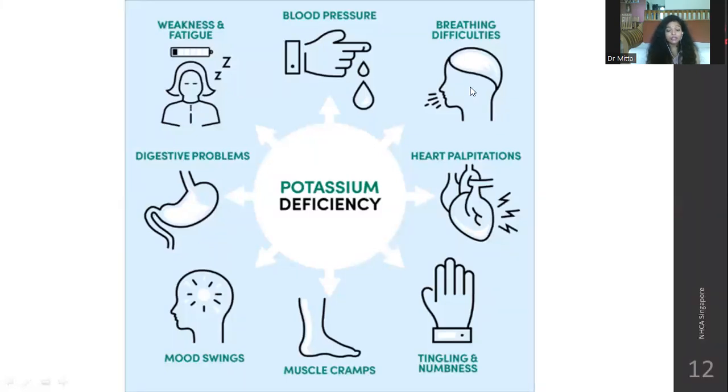Again, all these signs and symptoms which we are seeing here are not just from potassium deficiency, other disorders can also showcase these specific signs and symptoms. So again, blood analysis is required, a blood report is required to conclude that the person is going through potassium deficiency.